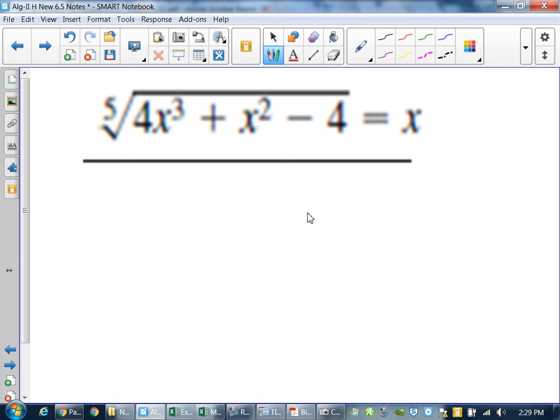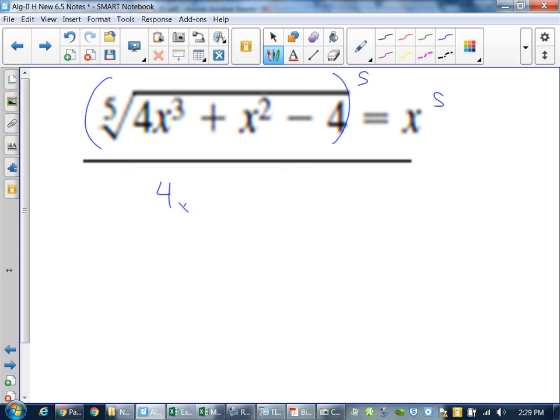There we go. So you have the 5th root of a bunch of junk equaling x. We have the 5th root of 4x cubed plus x squared minus 4 is x, which means we have to undo the nth root. Wait, is that line supposed to be there? No, it just snapped in. So how do you undo an nth root? Raise it to the n. Well, what's our n? 5. So we put everything to the 5th power on both sides.